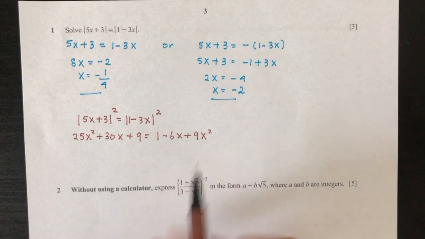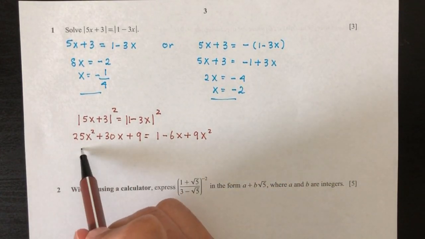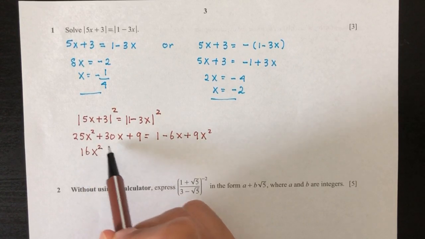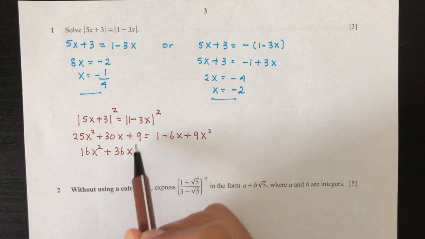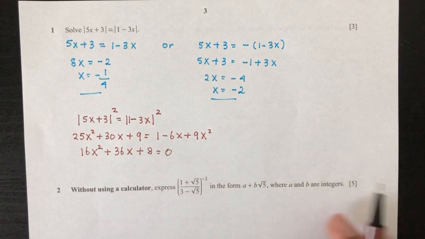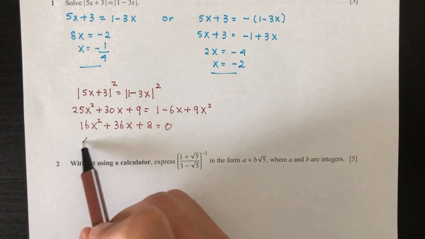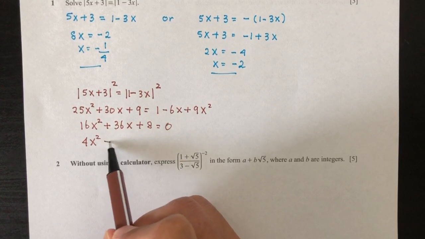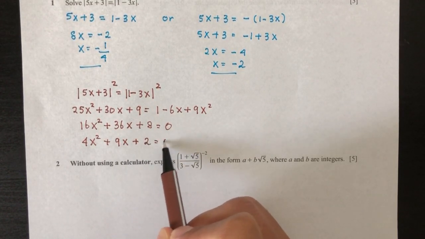Now we have to simplify. Let's send everything to one side. So 25 minus 9 is 16x squared. 30 plus 6, that will be plus 36x. 9 minus 1 will be plus 8 equal to 0. Now we can divide by 4 everywhere. You will have 4x squared plus 9x plus 2 equal to 0.